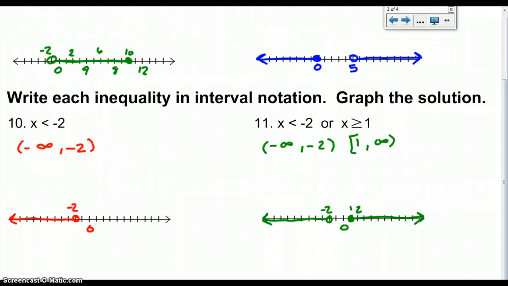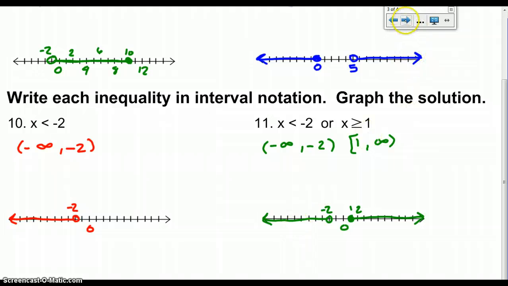Okay, I'm back. You can see what I did. It wants all the numbers less than 2, so it would be from negative infinity to 2, and it's parentheses because it's not equal to 2. So then on number 11, it's the same equation over here, so we have negative infinity to 2, and then it wants all the numbers greater than or equal to 1, so 1 is inclusive, so it has a bracket, all the way to infinity, and you can see our graph right there.